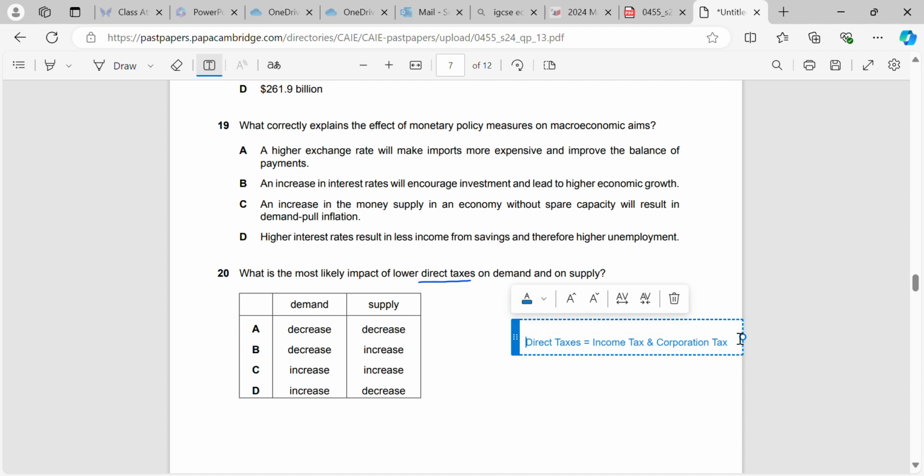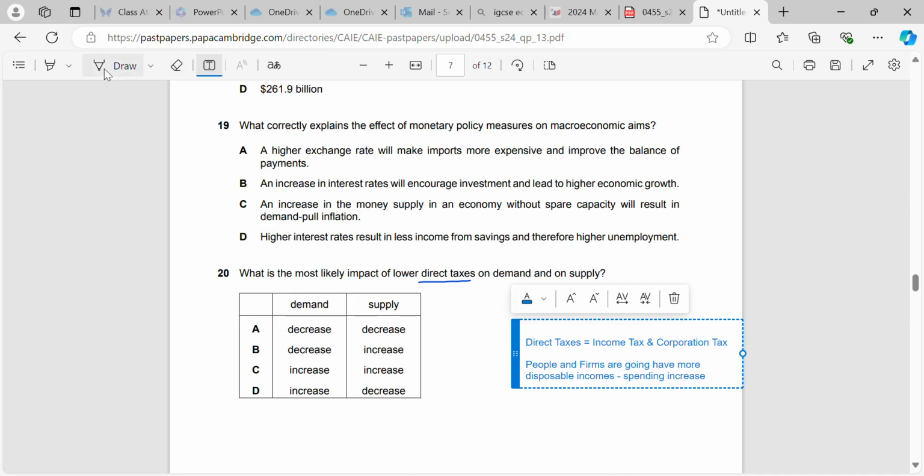If we're lowering the direct taxes that are put in an economy, both corporation and income tax, that means that people and firms are going to have more disposable income, right? So they're going to have more money in their pockets left at the end of the month. And what does that equal? That means that spending is going to increase.